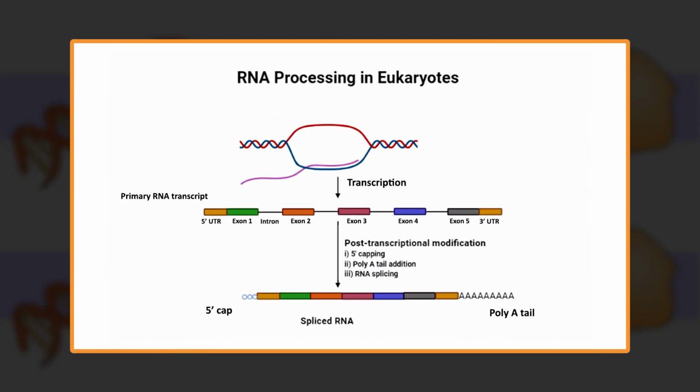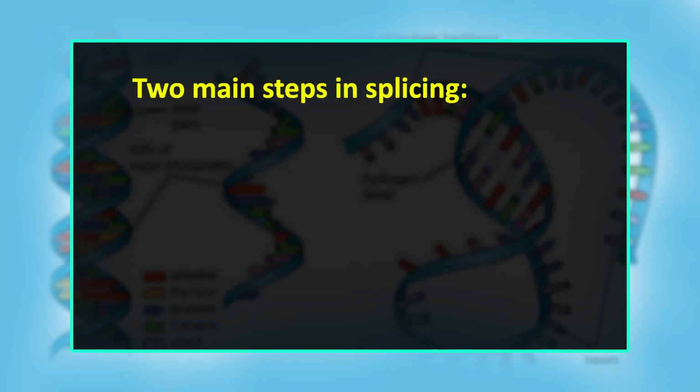The splicing machinery must be able to recognize sequences that are specific to splice junctions, that is the end of each exon and the start of the next exon, in order to correctly cut out the introns and join the exons together to make the mature spliced mRNA, which is functional. There are two main steps in splicing.